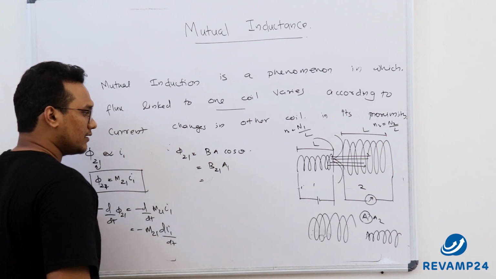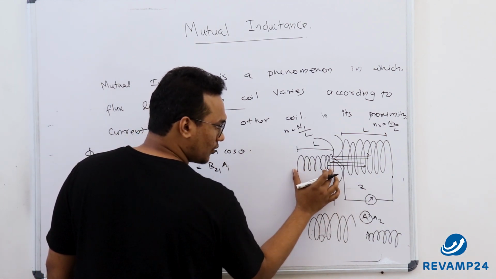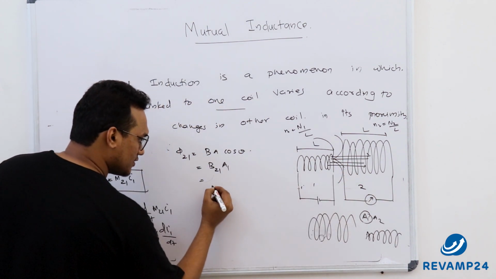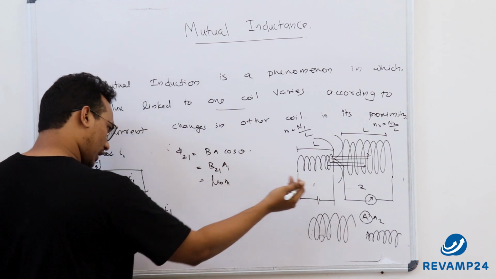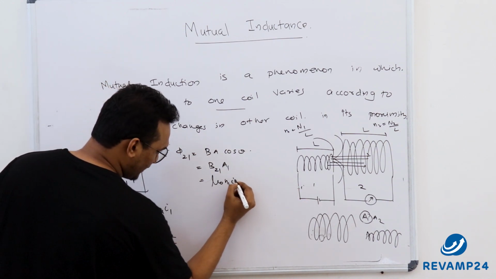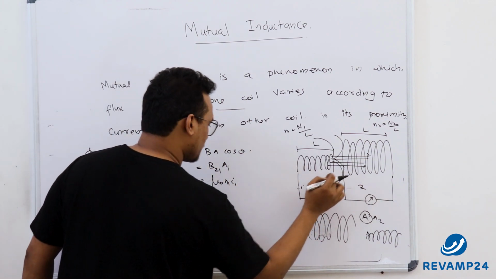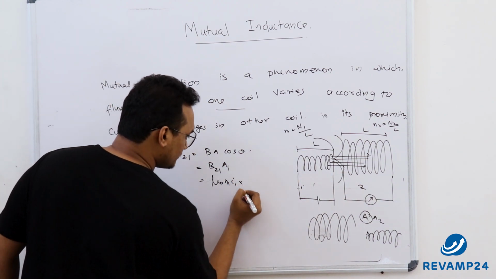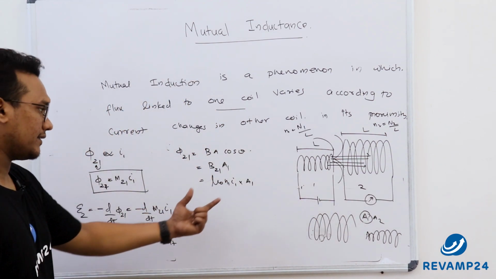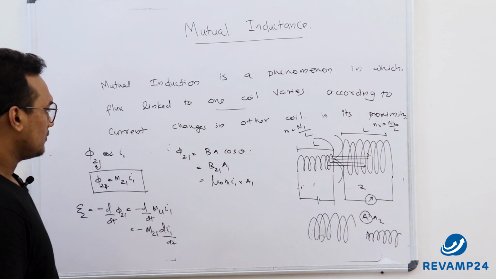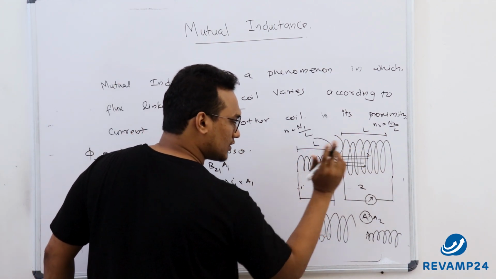Now B21, what is the magnetic field due to a current carrying solenoid at this point? That is mu 0, and who is sending the current? The N1 coil is sending the current, and the current is I1. Now this is the magnetic field due to I1 at this position, into A1. So out of these two, whichever is the smaller area, that is A1. Now this value only represents the total flux linkage with one coil.